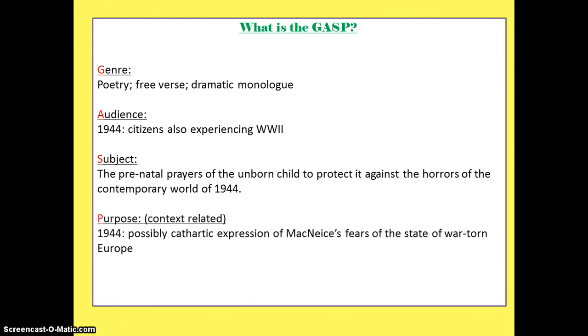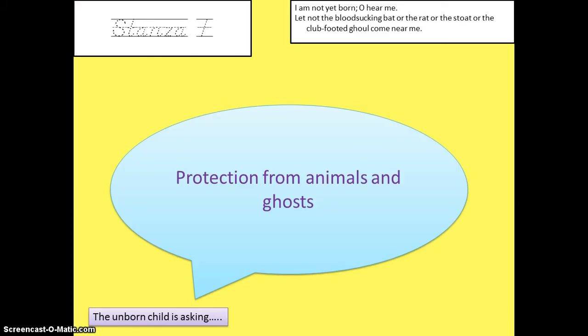Its purpose, probably in 1944, although Mr. MacNeice hasn't told me this himself, is probably his expression of his fears about what it's like for children to grow up in the world. For a modern audience, perhaps it serves as a warning for us about not returning to such a world. Now we're going to go through the poem stanza by stanza.